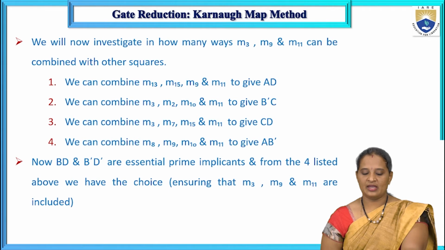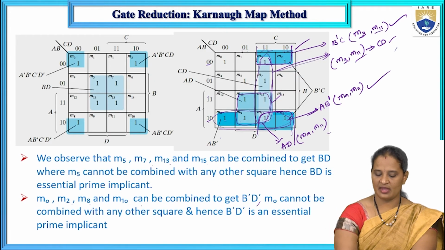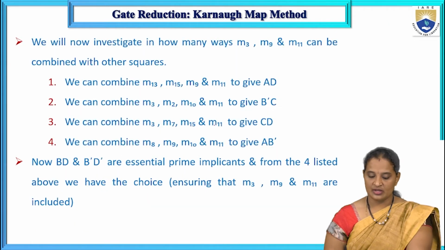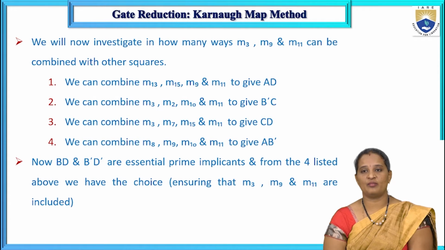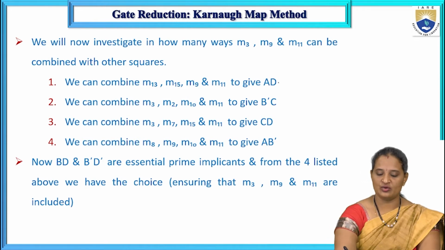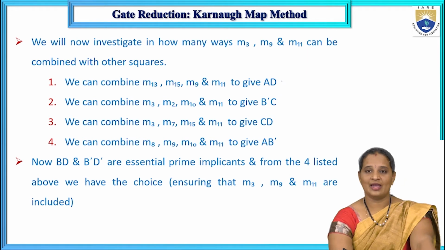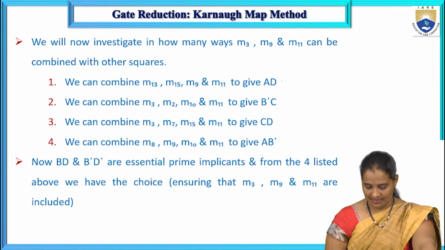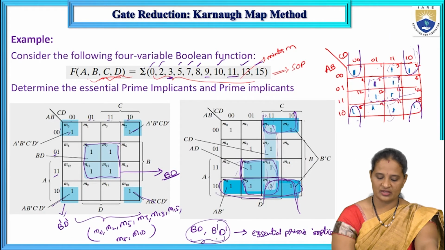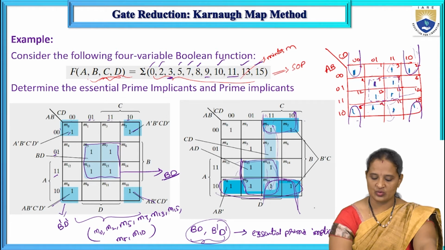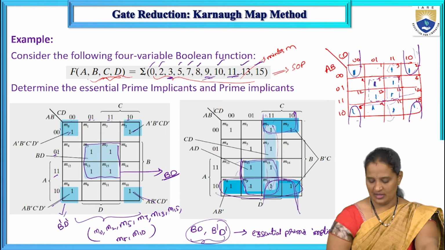Next, we can combine M8, M9, M10, M11 to give A B complement. Where BD and B complement, D complement are essential. So I can use any of these two such that M3, M9 and M11 are covered. So what are the remaining minterms that are not covered by these two essential prime implicants? Those are M3, M9 and M11.